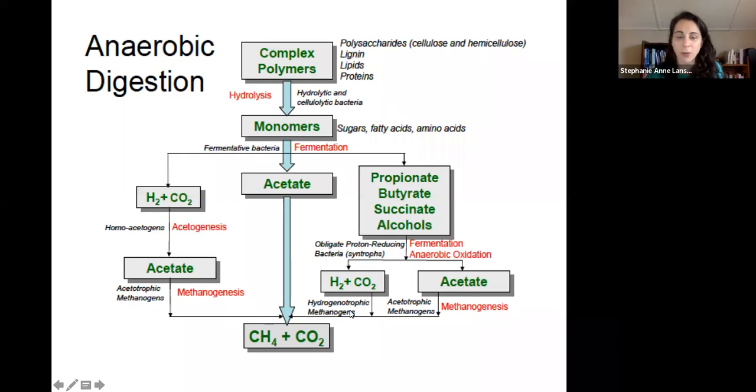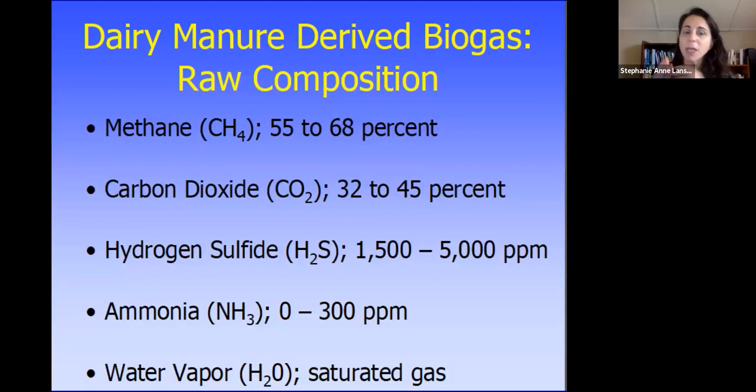But we also have another group called hydrogenotrophic methanogens. And these actually produce about 20 to 30% of our methane, where you combine H2 and CO2 together to produce CH4. So again, there's two processes going on, creating those acetate, those small chains used by acetotrophic methanogens, or hydrogenotrophic methanogens using H2 and the CO2 that's produced already in the digester and combining that together. So the methane in biogas can be anywhere from 55 to 68%. The rest is pretty much CO2. Less than 1% usually is hydrogen sulfide, ammonia, and then water vapor.